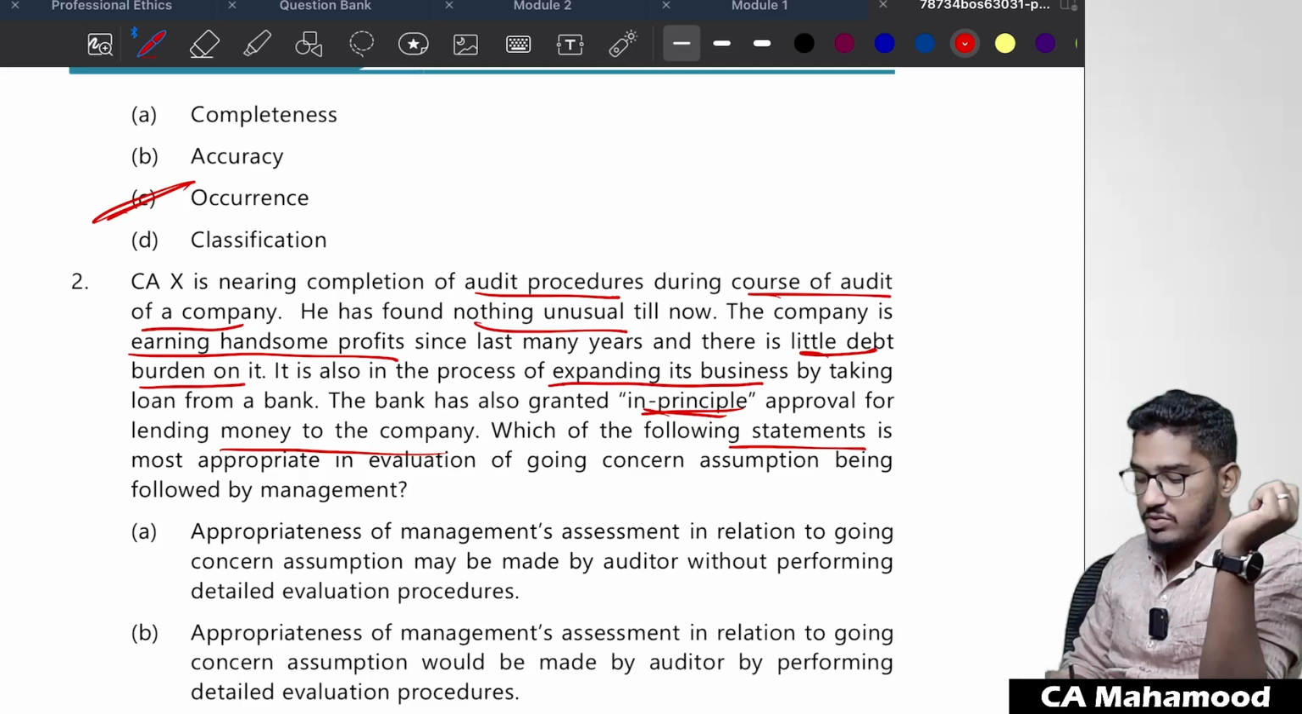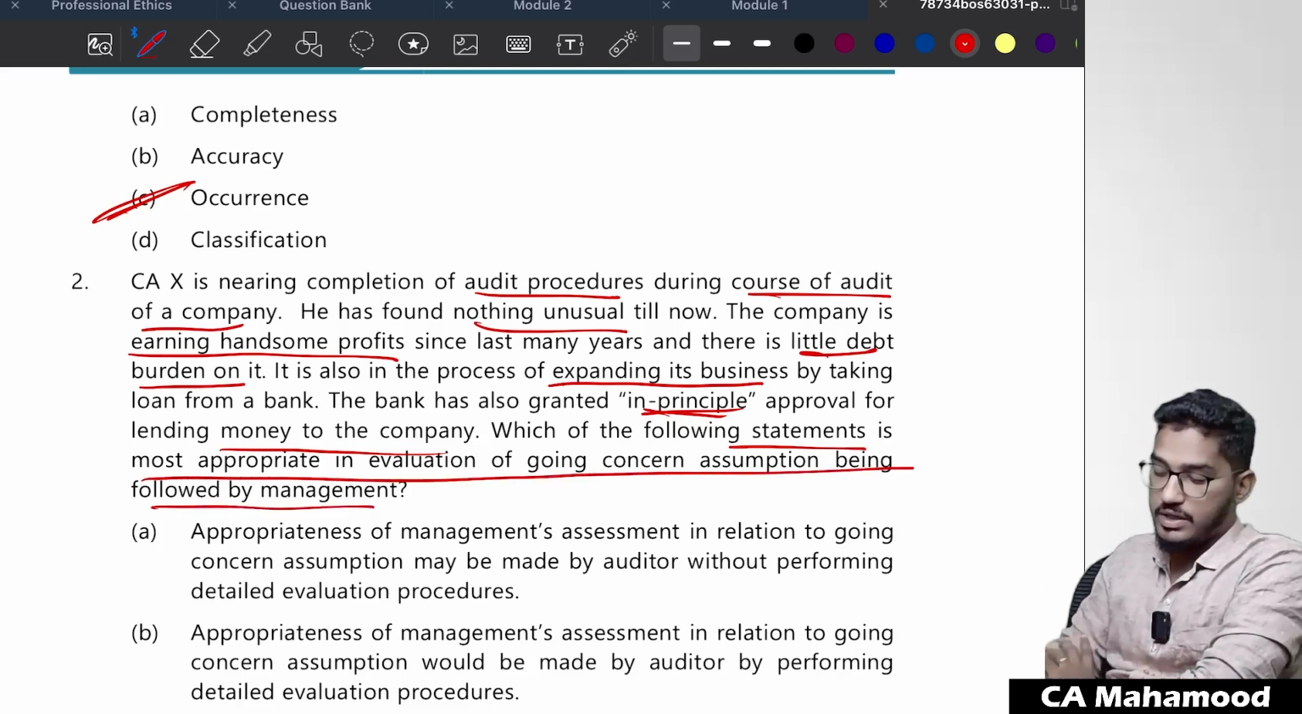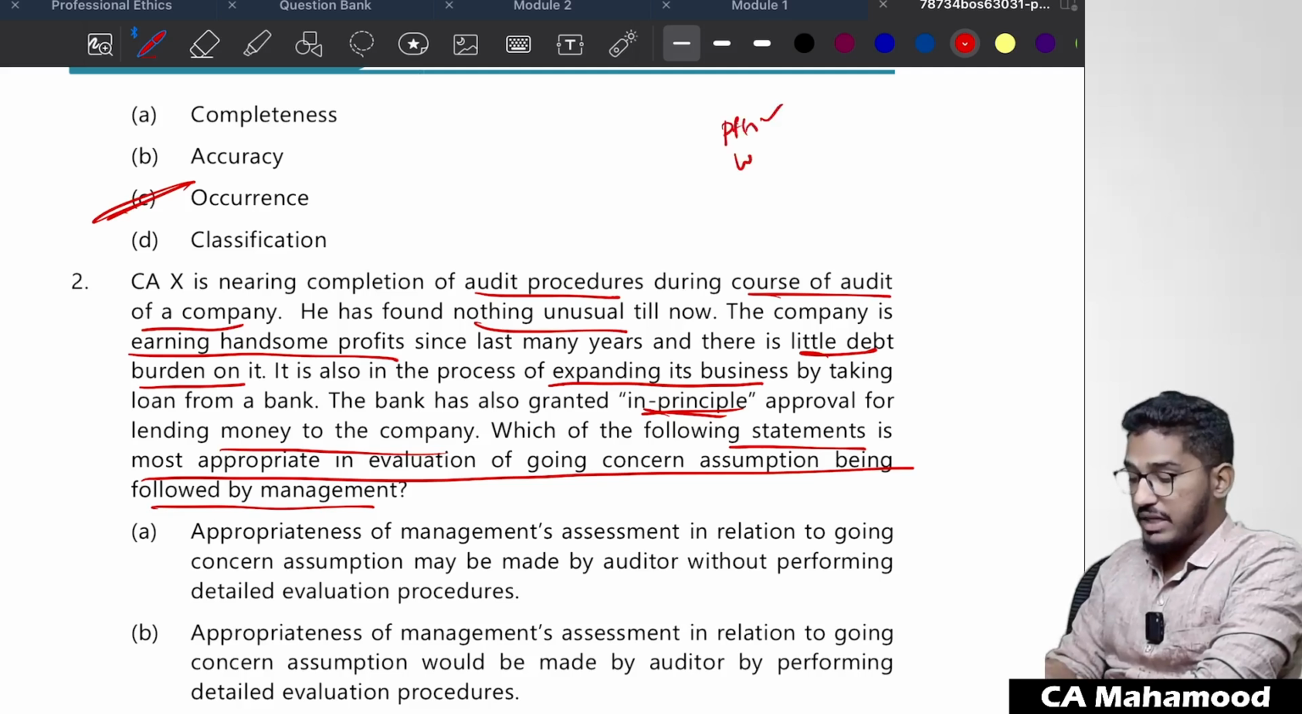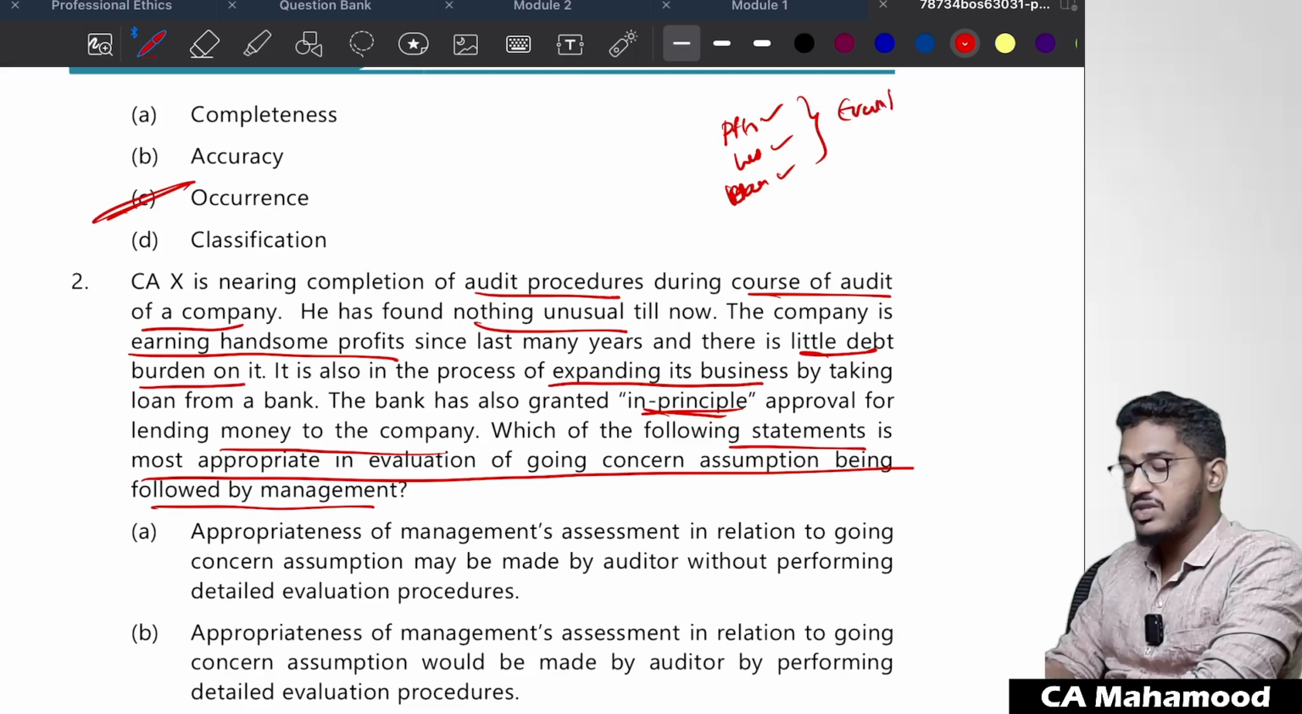Which of the following statements is most appropriate in evaluation of the going concern assumption followed by the management? See, if you pay attention, so many good things are there regarding the company. The company is making decent profits. The company has very little debt. The banks are also ready to give the loan. What does that indicate? That indicates that there are no events or conditions which cast a doubt regarding going concern. So there is no risk of material misstatement regarding going concern.